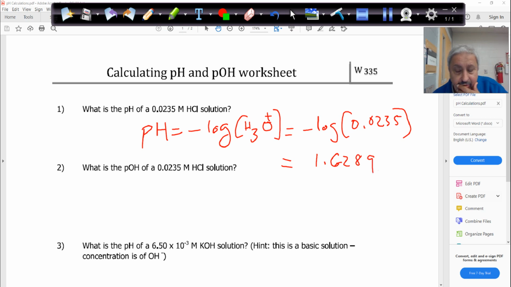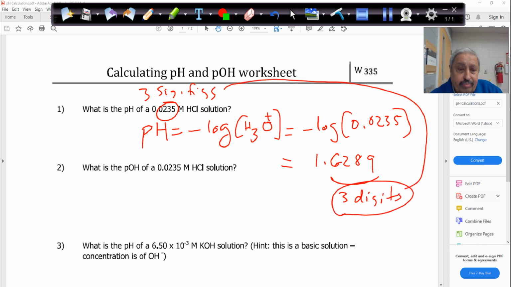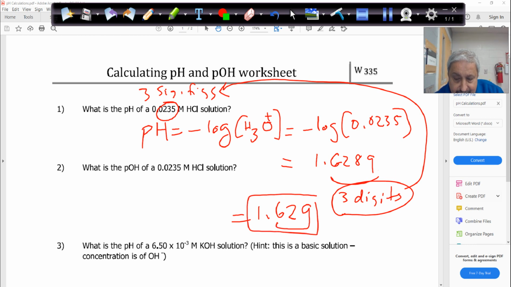1.6289. Okay, now, since we have 3 sig figs here, our answer's digits after the decimal have to correspond to 3 digits after the decimal. We have 3 digits here because it's really corresponding to how many sig figs you have. So we have 3 sig figs, we have to have 3 digits. So the answer is 1.629. So 3 digits.